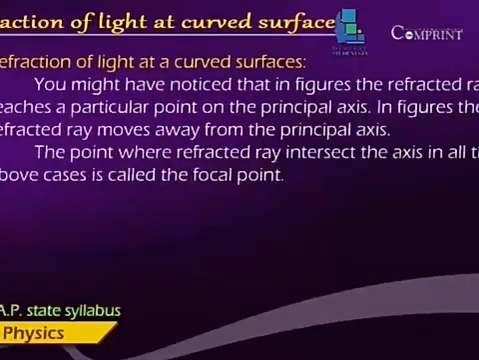You might have noticed that in the figures the refracted ray reaches a particular point on the principal axis. In some figures, the refracted ray moves away from the principal axis. The point where the refracted ray intersects the axis in all the above cases is called the focal point.